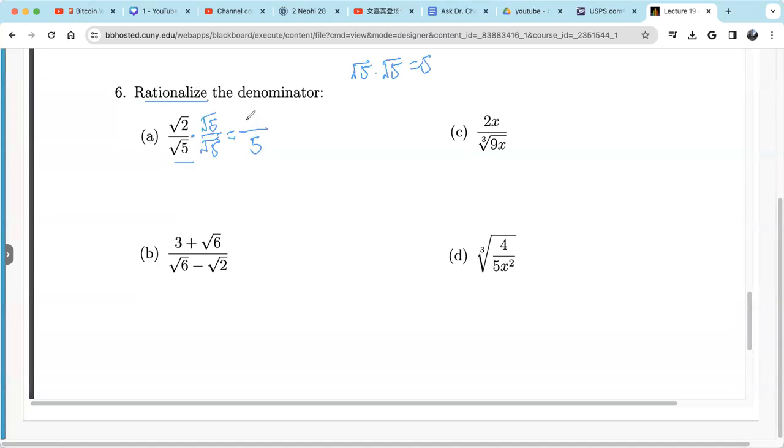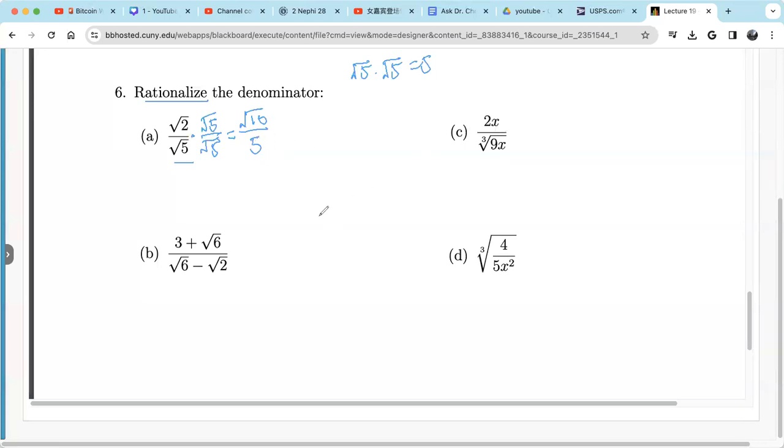excuse me, square root of 2 times 5, which is 10. Now the denominator makes sense, right? Now we have some apples shared by 5 people. That's fine. That's easy to understand, shared by 5 people.